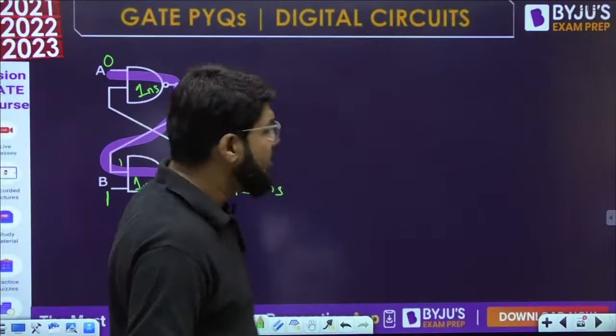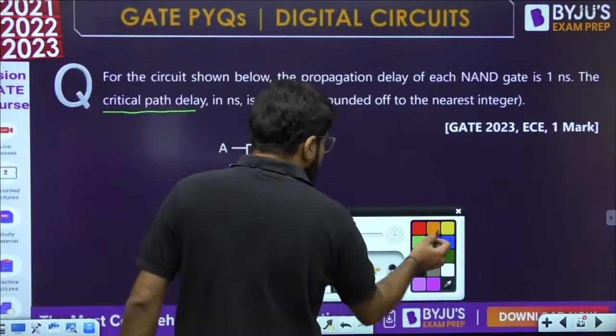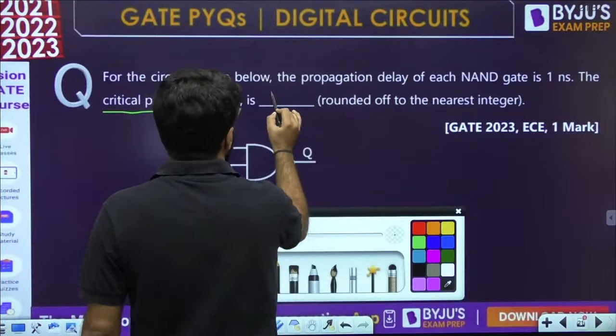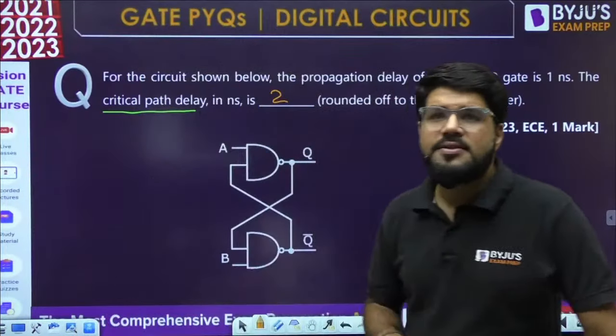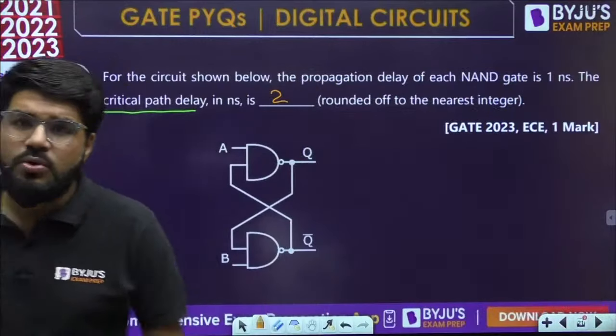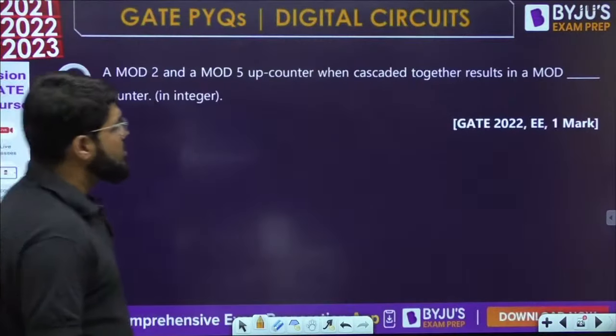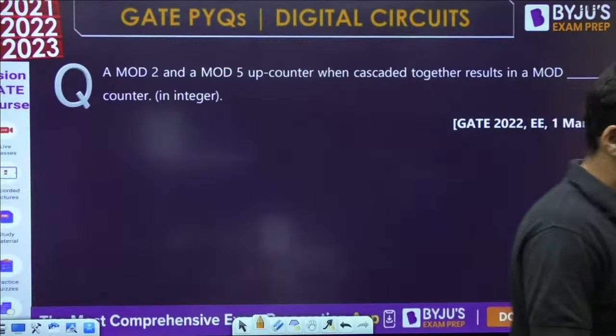Correct answer, RDK and Ananda, great going. It's a 1 mark NIT question, 2023. In nanoseconds, the correct answer is equal to 2. Okay, next question is ready for us.